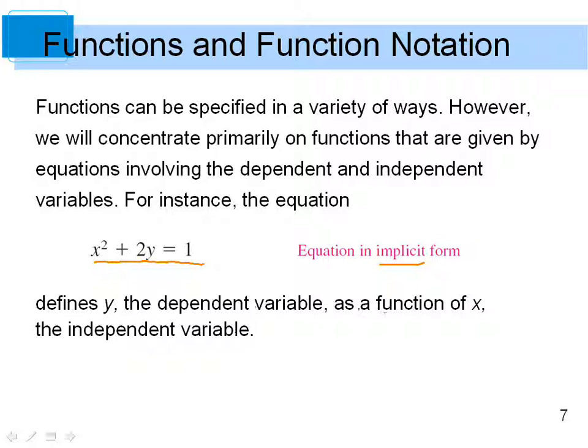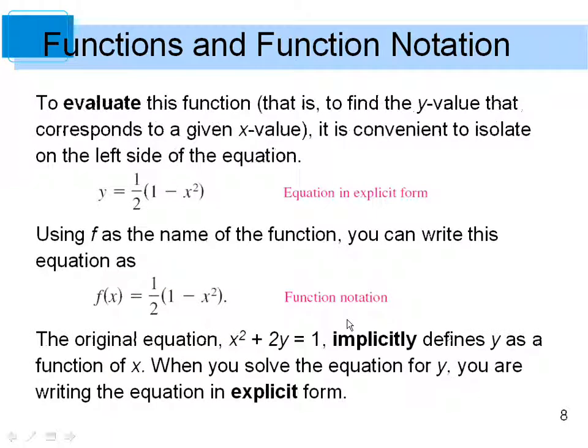So this is an equation in implicit form, that y is kind of implicit or implied. It's part of this side here. So we'll switch, and now we're going to look at when you solve that equation for y. So we start with x squared plus 2y equals 1. That was our implicit form. And now they're going to go ahead and rearrange that equation to solve for y. It says to evaluate this function, that is to find the y value, it's convenient to isolate y on the left side of the equation. So you see they solved it for y.